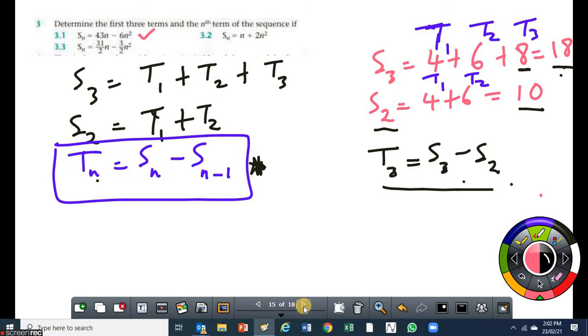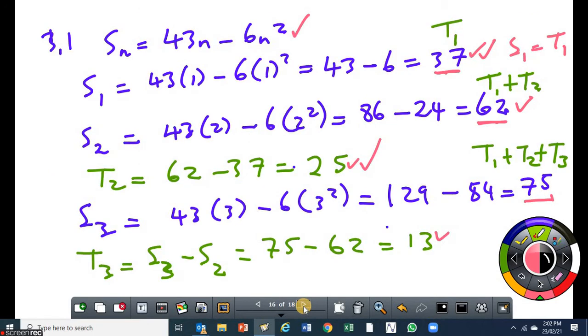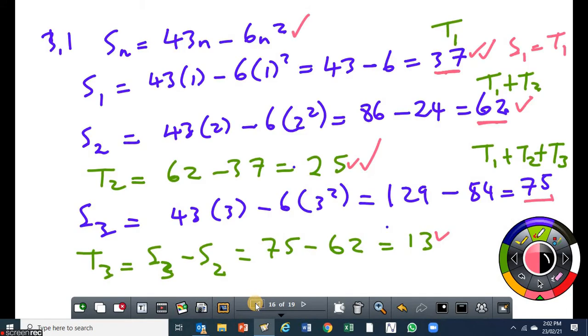We did 3.1. We determined the first three terms. Now I need to calculate the nth term. To calculate the nth term, I need to know what is my d, what is my first term. My first term is 37. My common difference is negative 12.